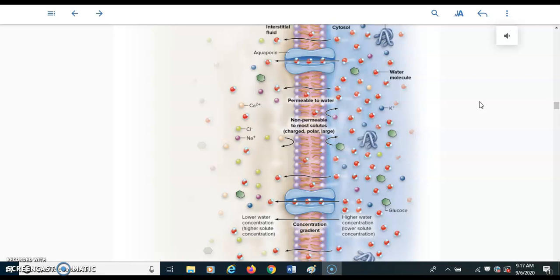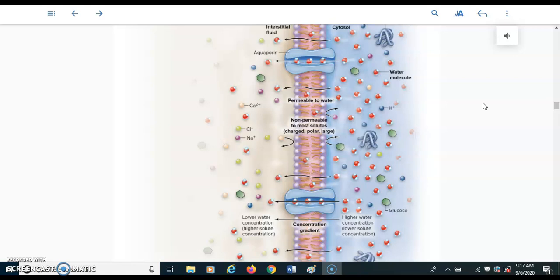Okay, so in the human body, under normal conditions, the body will maintain homeostasis by keeping the solute concentration, all these little solutes, equal between the inside of the cell and the outside of the cell. That's what our bodies do naturally: keep the solute concentration equal on either side of the plasma membrane.